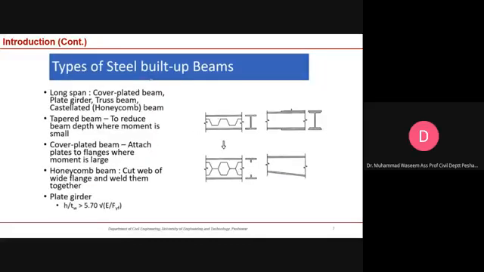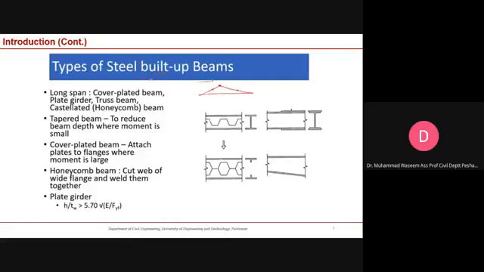Is that okay with you? So okay, now what are the different types of built up sections? For example, you have a beam like this, and the bending moment is like this. Over here the bending moment is maximum. Over here the magnitude of the bending moment is reducing. It is very less if you go towards the support.